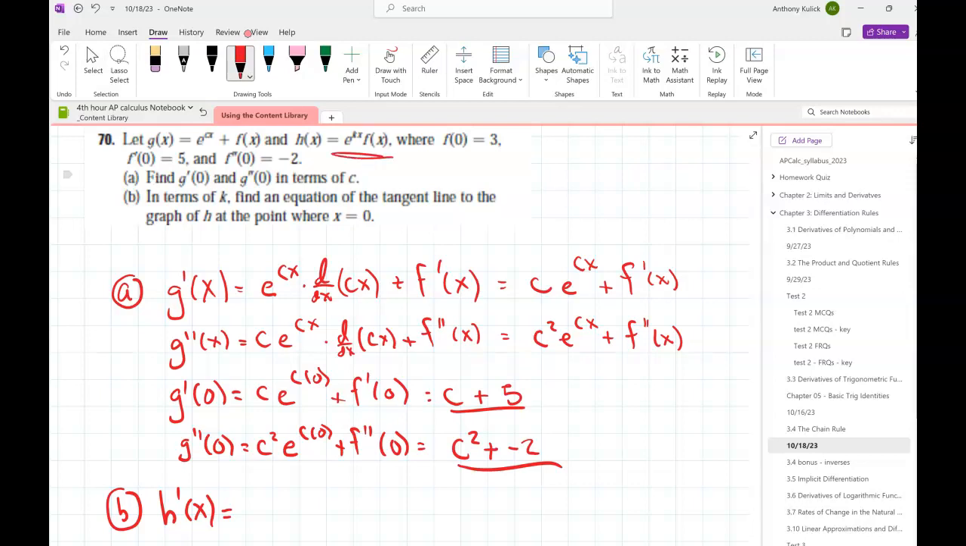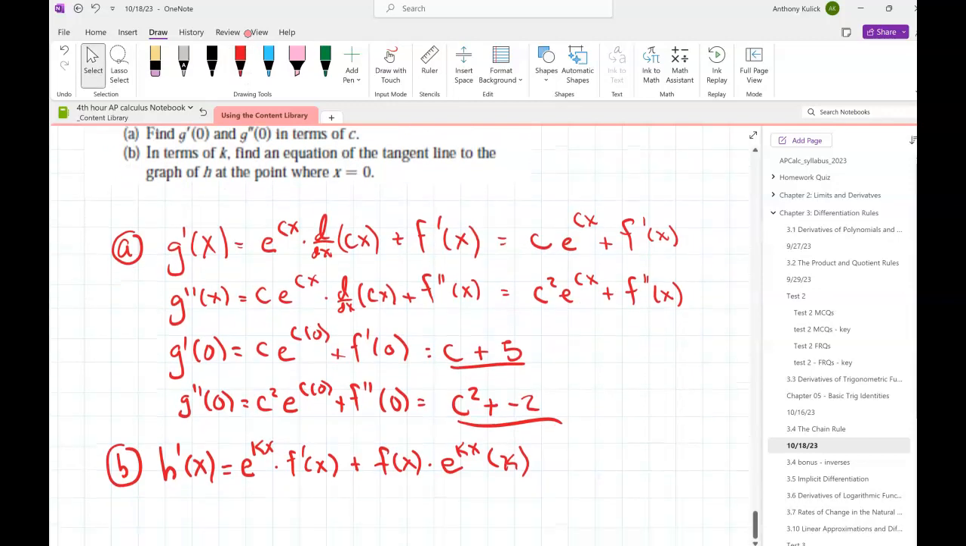To do the derivative of h, I'm going to have to first do a product rule. So my f is e to the kx, and then the derivative of f of x is f prime of x. And I'll have f of x times the derivative of e to the kx, which requires a chain rule. So the derivative of the outside is just e to the kx. Derivative of the inside is just going to be k. I'm not going to write d dx of kx if that's okay. So the derivative then at 0 is going to be my slope.